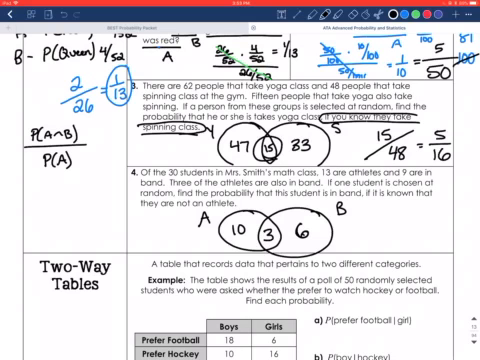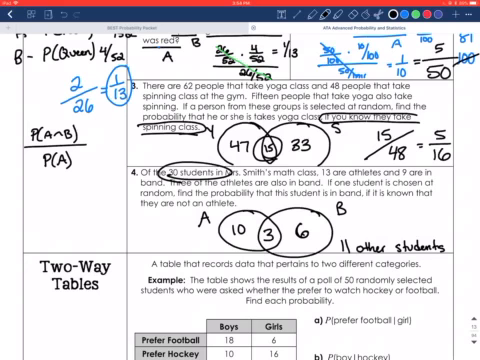Now, if you add those up, 10 plus 3 plus 6, that only gives you 19, right? There are actually 11 other students because there were 30, right? So we have 11 other students. That's like the universal set. Our universal set would be 30 here. There's 11 outside of them.